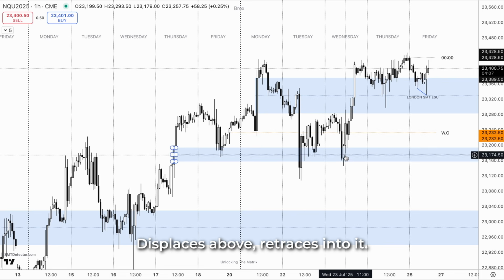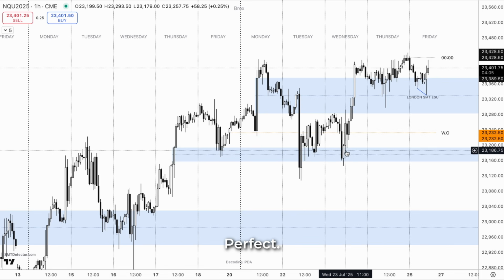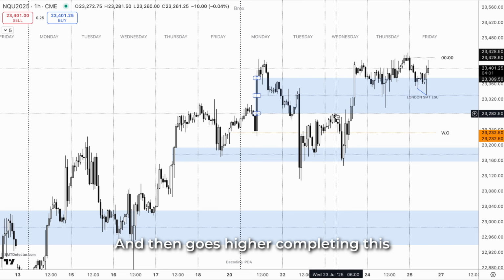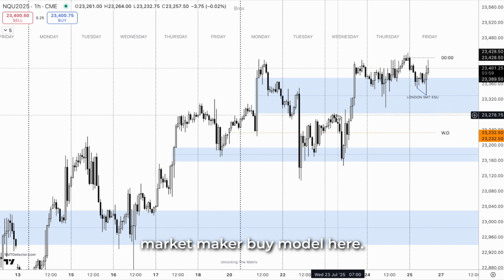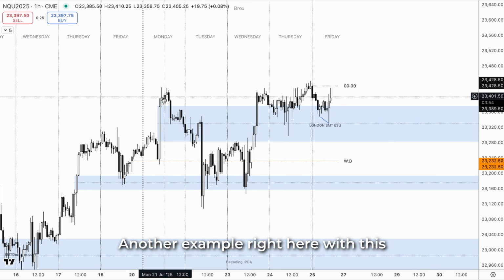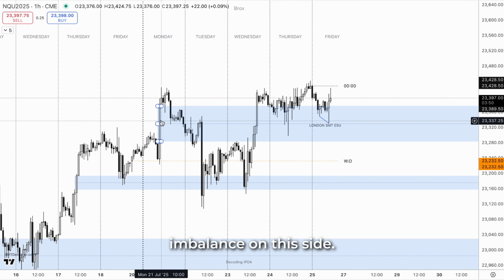Displaces above, retraces into it. Perfect. If you didn't catch this entry, you could catch it here, and then it goes higher, completing this market maker buy model here. Another example right here with this imbalance on this side.